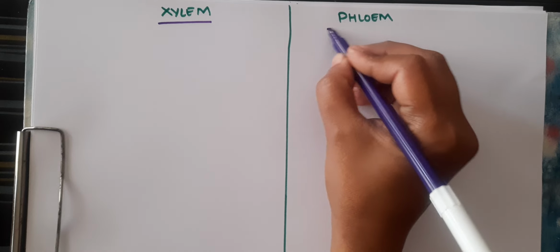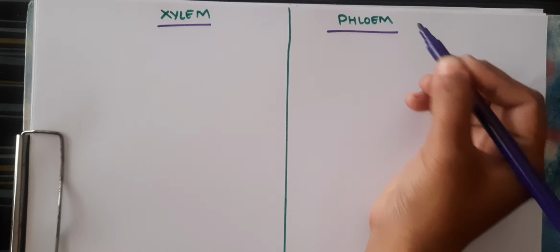Friend, today we are going to learn the differences between xylem and the phloem. This is a very important topic and often it is asked in the examination. So let's learn the differences between the two in a pointwise manner. Both xylem and phloem are the conductive tissues of the plant. It means that they play an important role in the transport of water and solute.